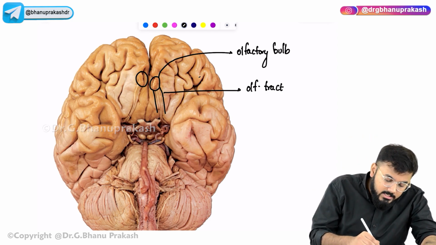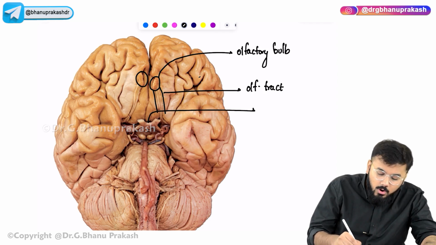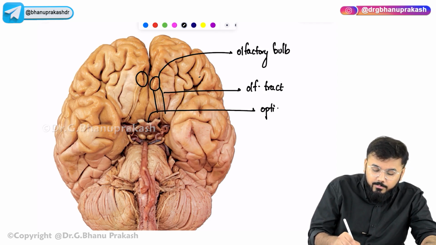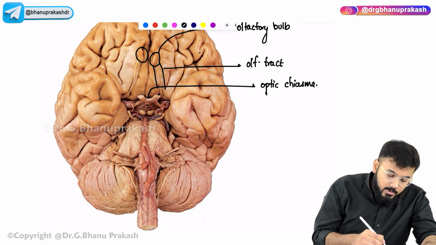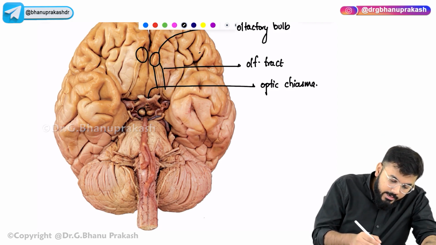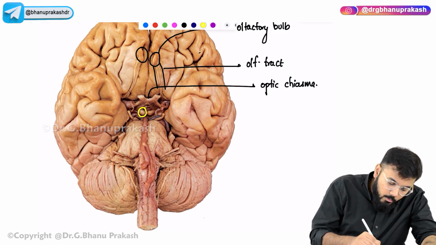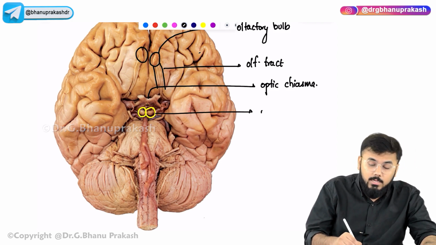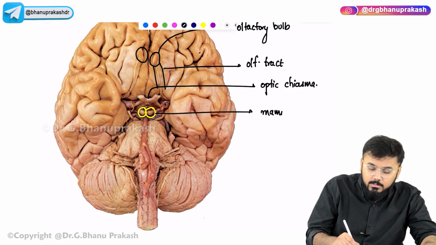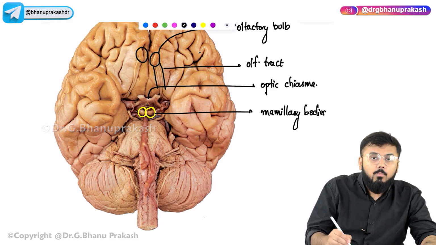Okay. And what is this point over here? This is called your optic chiasma. This is your optic chiasma in the center. Just behind the optic chiasma, you see two bodies over here, right? You see two important bodies over here. These two bodies here are called what? These are called mammillary bodies.